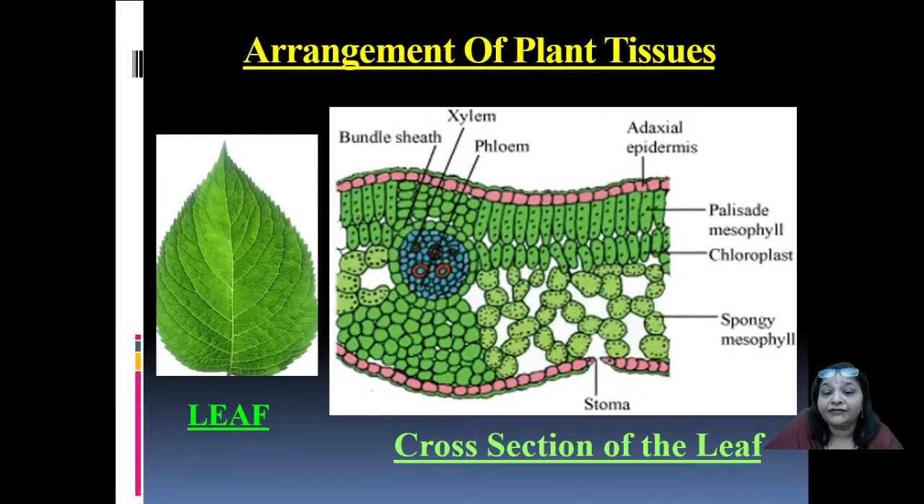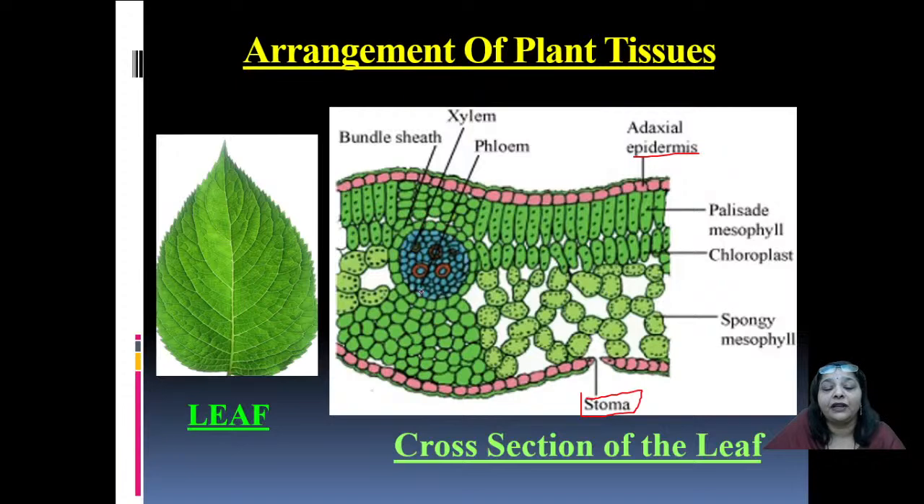If you see, the leaves also show a particular arrangement. Here you can see the upper epidermis, that is the adaxial epidermis, on the surface, on the top of the leaf. The lower epidermis is found on the lower surface of the leaf with the stomata. You can see here, which are the small openings, the pores present for exchange of gases mainly.